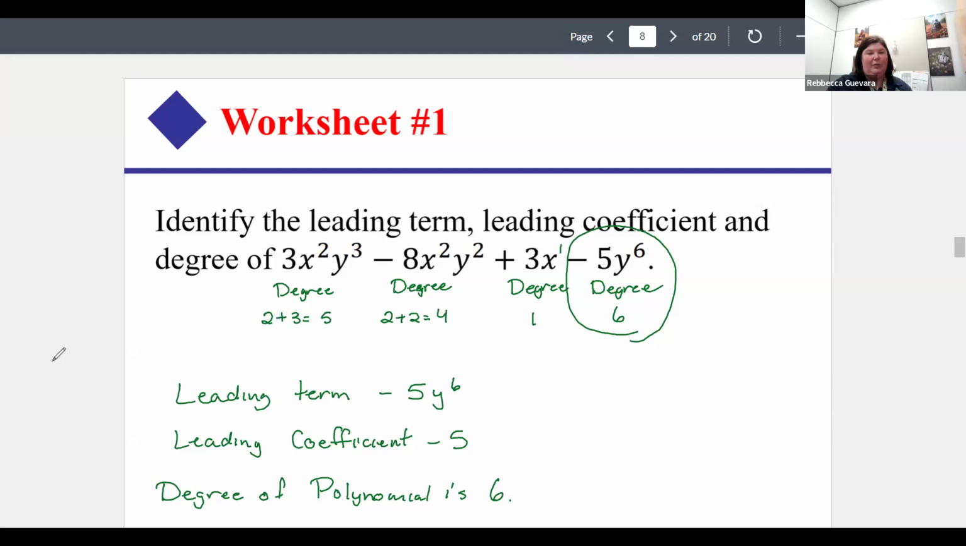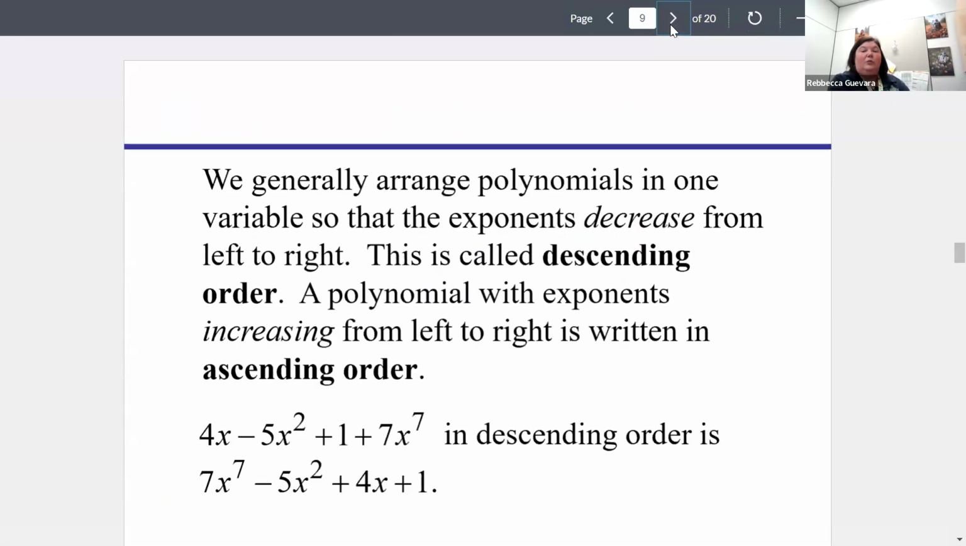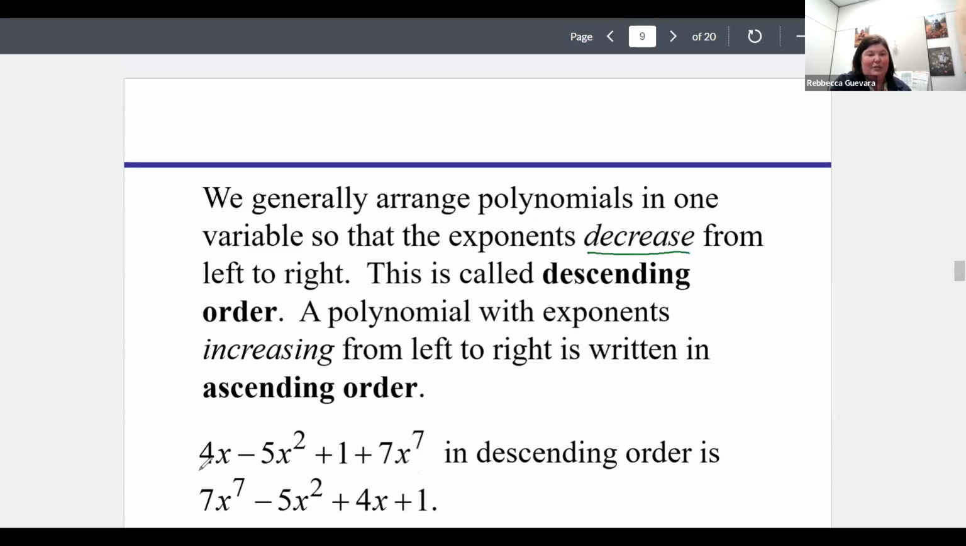Okay. So another part of this that we care about with the terms is ordering. So we generally arrange polynomials in descending order of powers. Sometimes we do ascending, but it's usually going to be descending. So it means that we want to start with the highest power first.